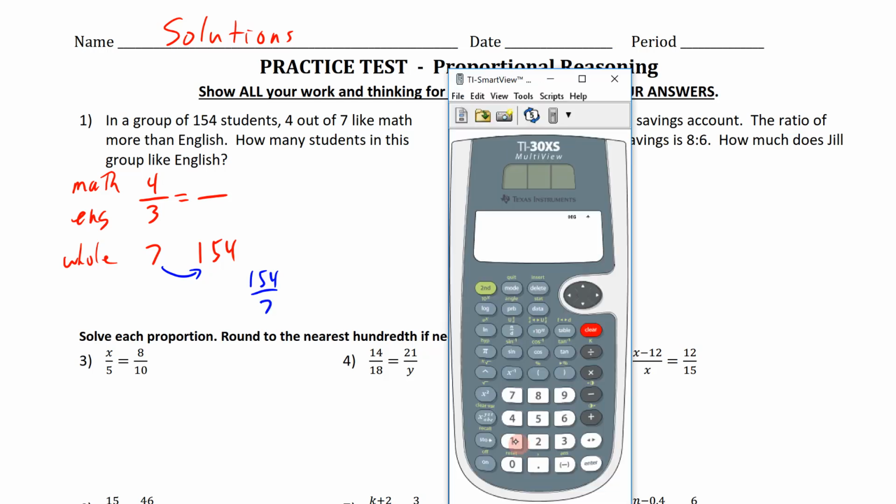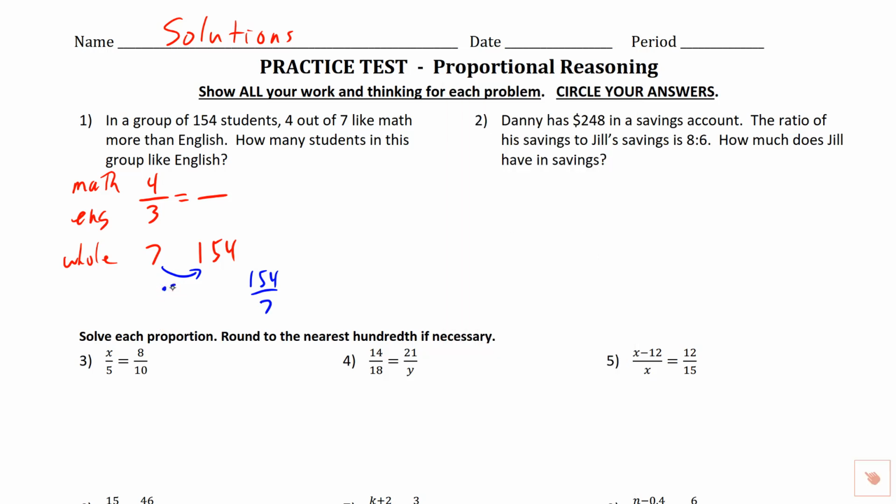I'm going to grab the calculator. 154, and we're going to divide by 7, and we end up with 22. So that means the scale factor here is 22. So we're going to multiply by 22. If we take 3 and multiply by 22, we're going to get 66. And if we take 4 and multiply by 22, we're going to get 88.